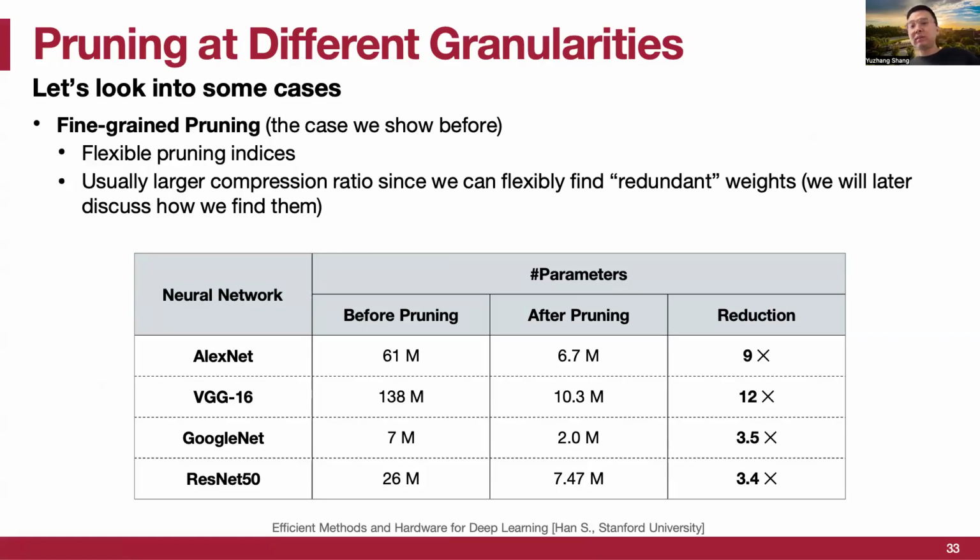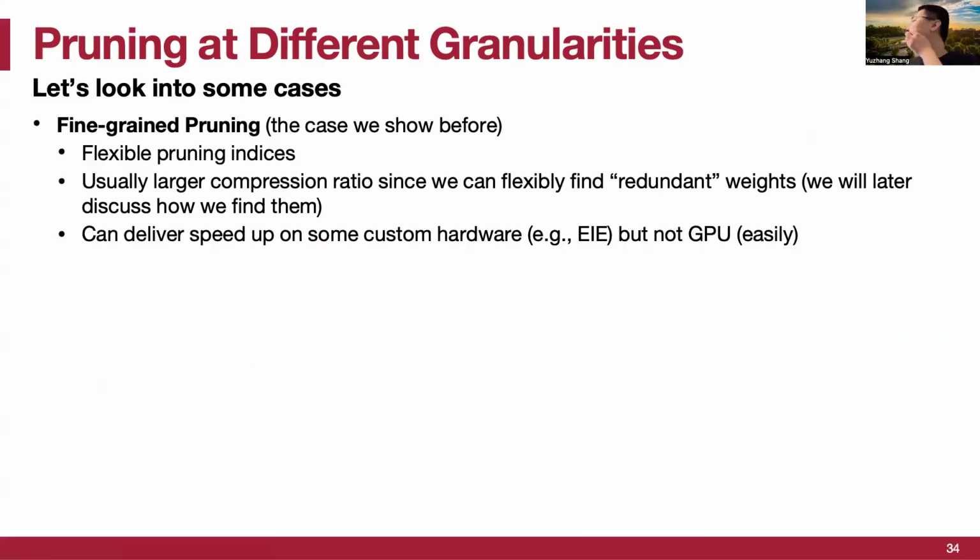But because it's very unstructured, it's hard to get some general acceleration on most devices, right? Definitely we can deliver speedup on some custom devices, but it's not easy to get the acceleration on the most common devices like GPUs, right?